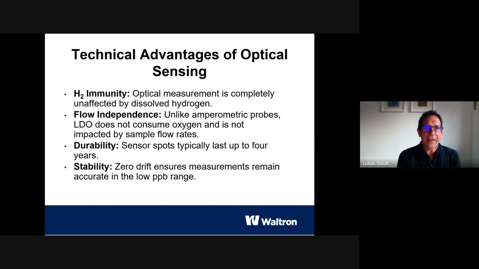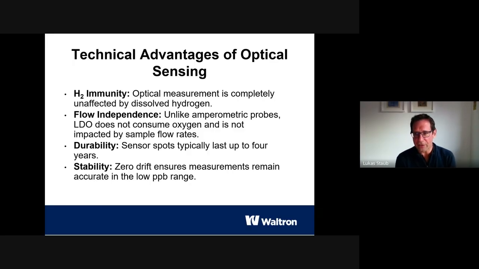So the technical advantages, actually, I mentioned already quite a bit of that. One of the most important ones is the H2 immunity. So there is not going to be any hydrogen interference in the measurement. Also, there is a flow independence. Unlike in amperometric measurements, LDO does not consume oxygen, is not impacted by the sample flow rates.